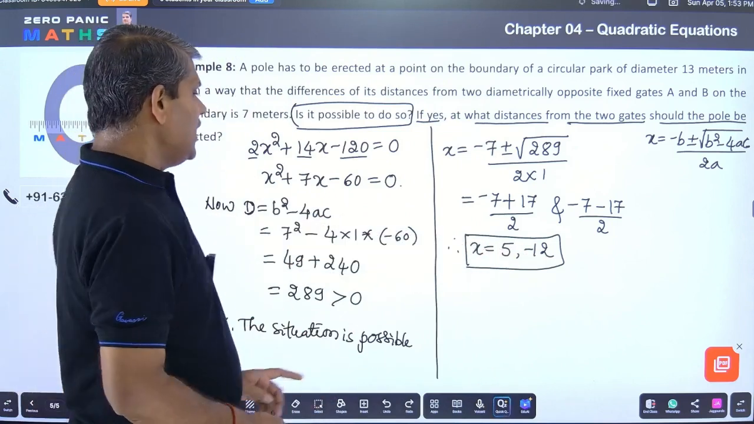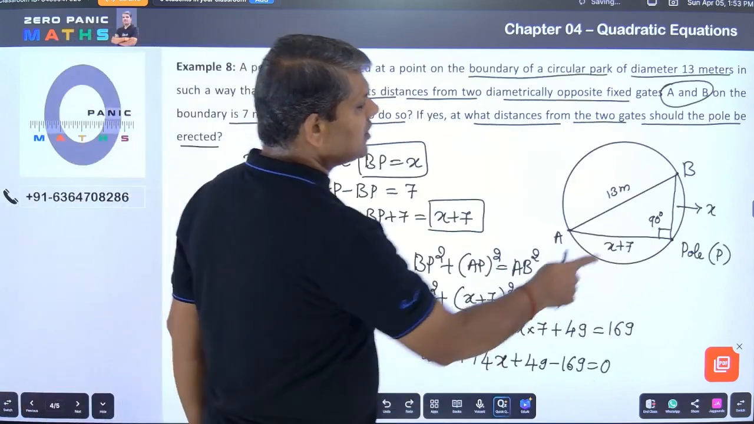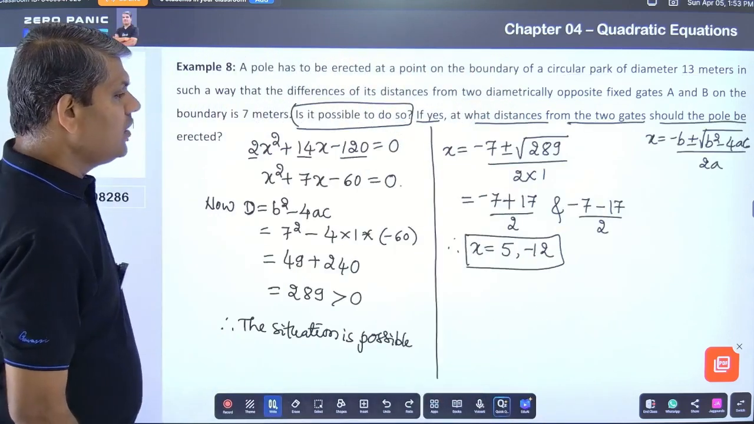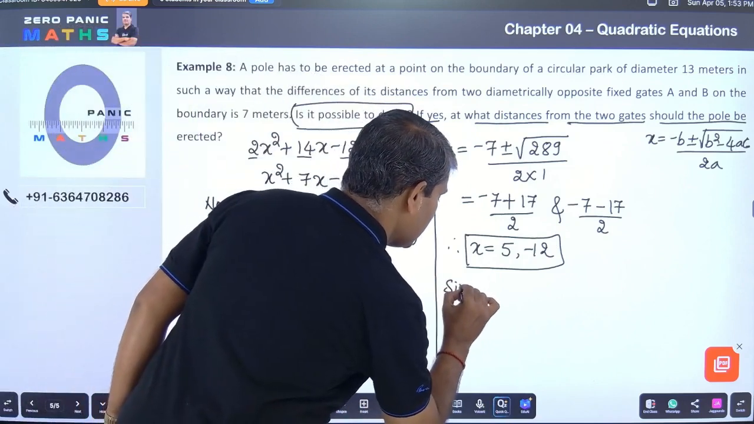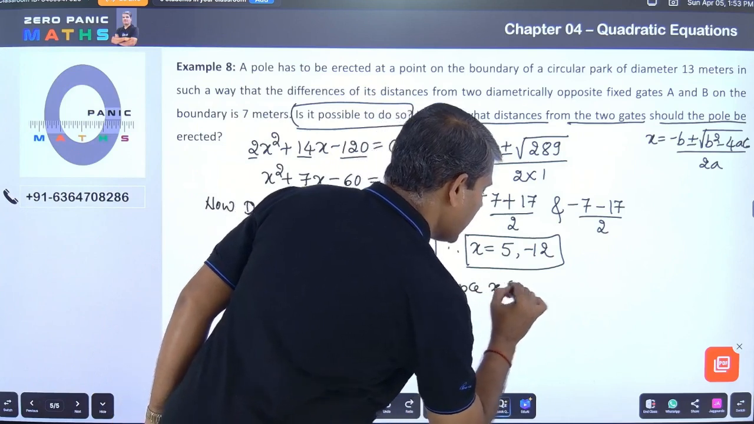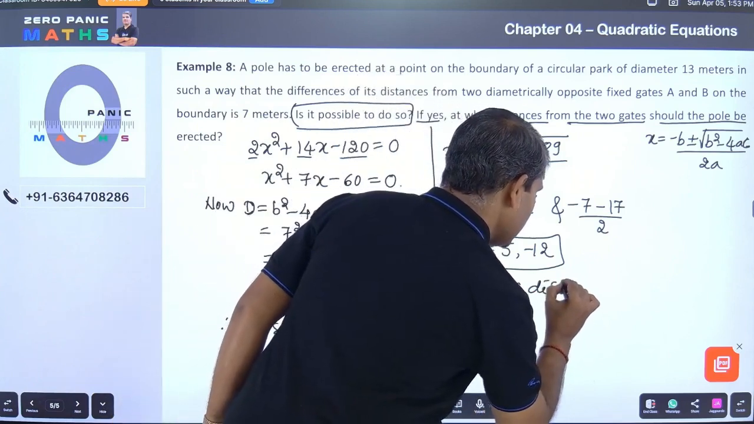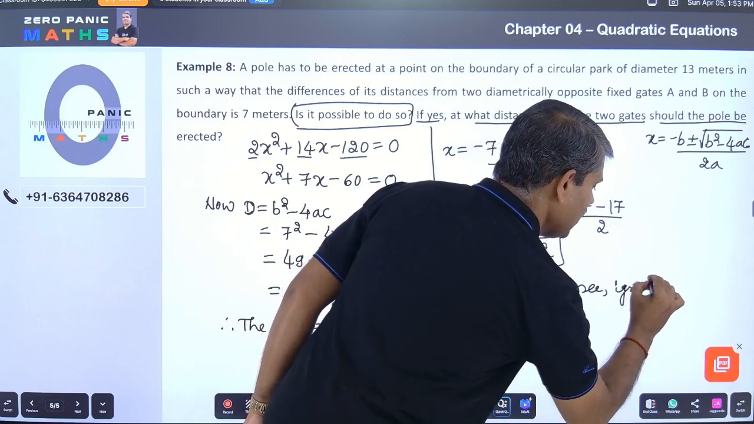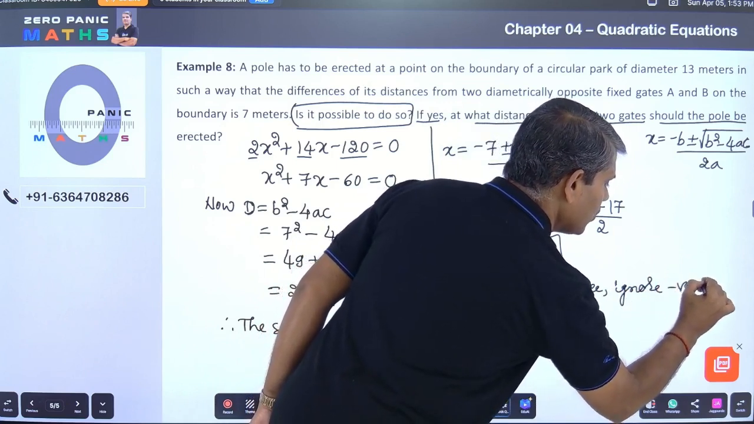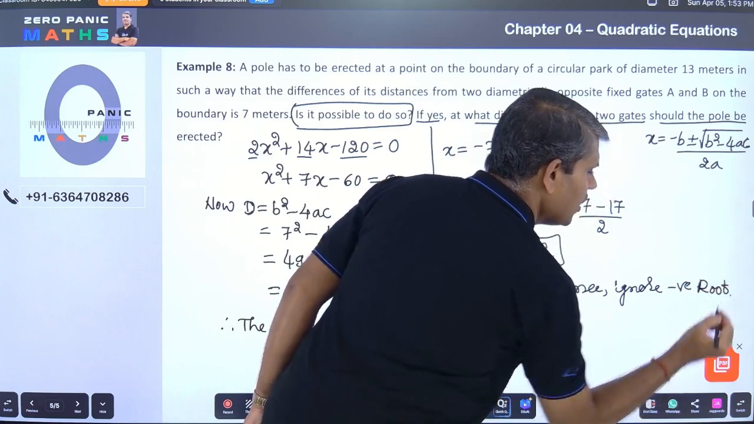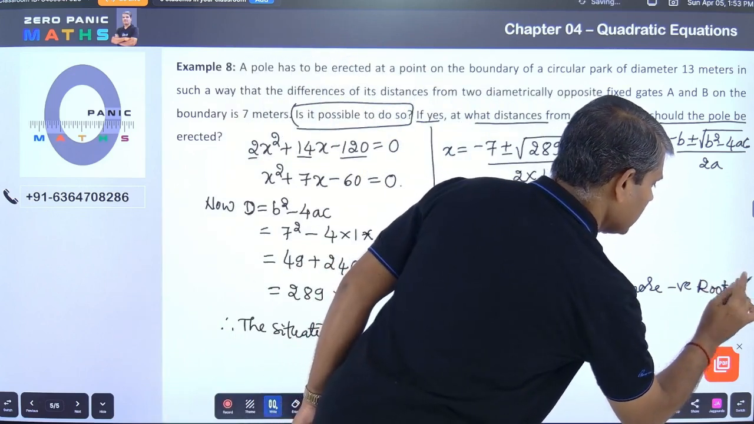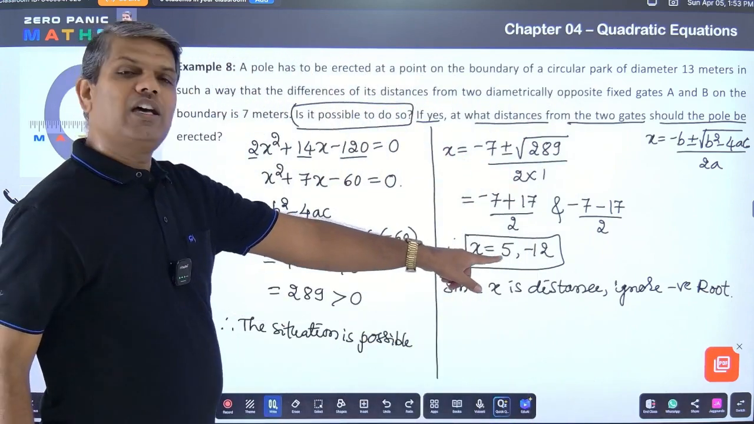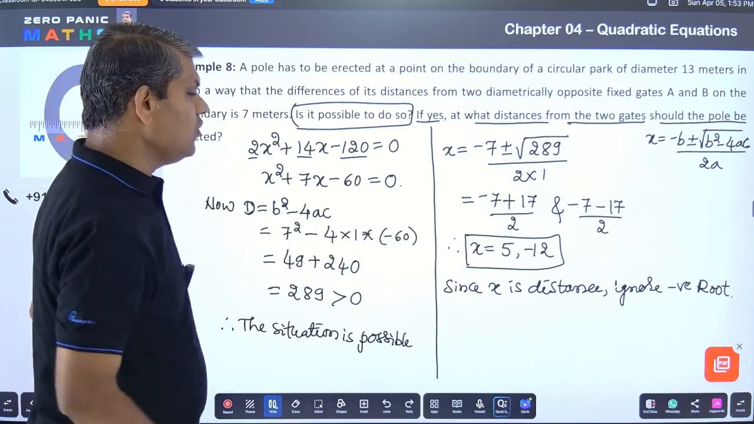Again, since we considered x as a distance from point B to P, it cannot be negative. So since x is distance, ignore the negative root. Ignoring the negative root, the other value of x is positive 5.